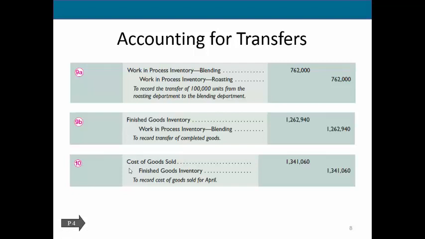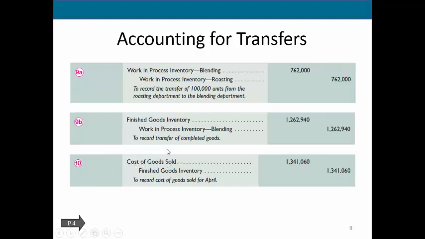This is when we have sold goods. So we're going to need to take them out of our finished goods inventory because we no longer have them on hand. Therefore, it's no longer an asset that we have for our use. And then we'll need to recognize the cost of goods sold.